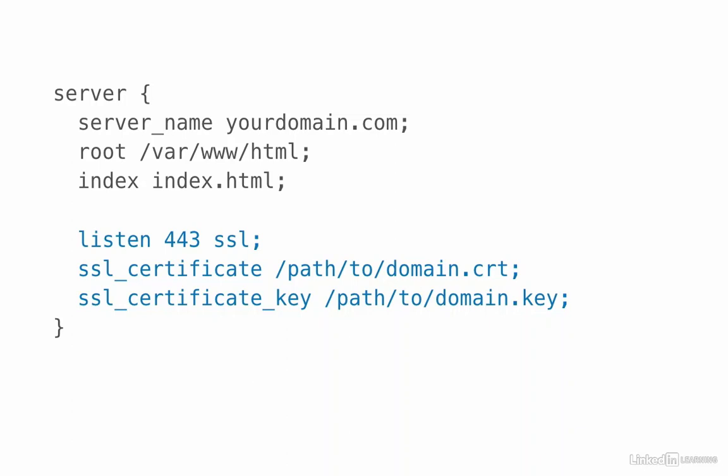Notice then after I tell it to listen on port 443, I tell it the path to my certificate file and the path to my private key. Those are the different paths that I'm providing so that it knows how to find both that public key certificate to serve to people and the private key to use to interact with it.